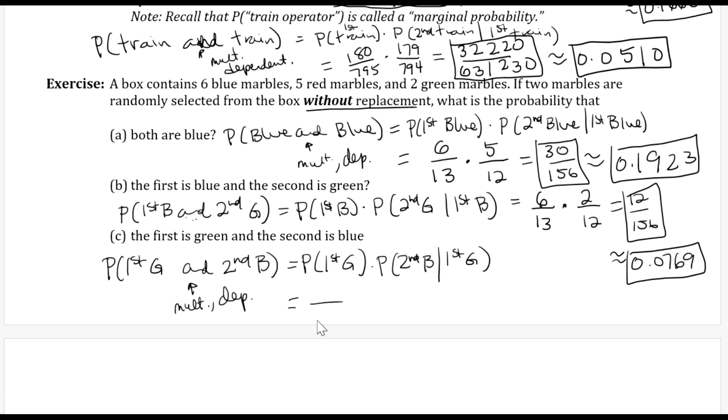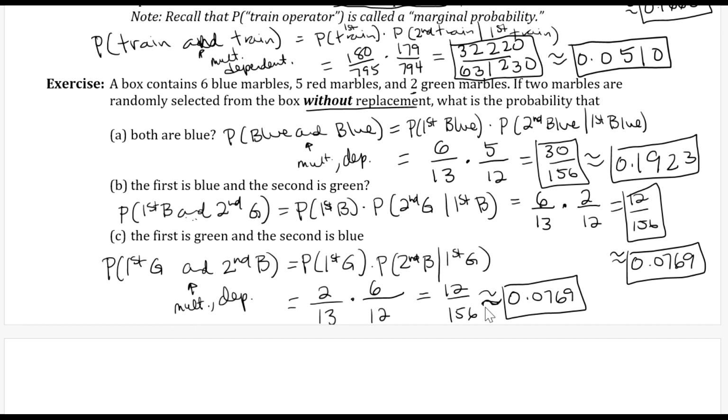At the very beginning, we have 13 marbles, of which 2 are green. Then we take out one of the greens, and we'll have 12 left over in the bag, and we will be left to choose from a potential of 6 blues. So again, we have 12 out of 156, which is 0.0769. All right, thank you.